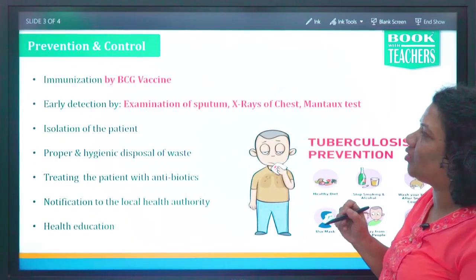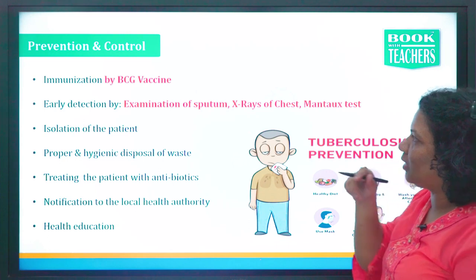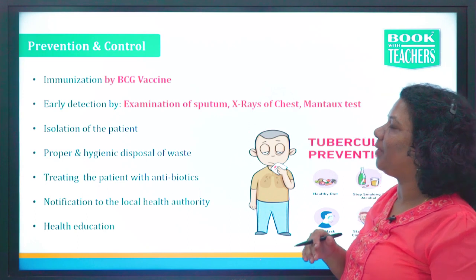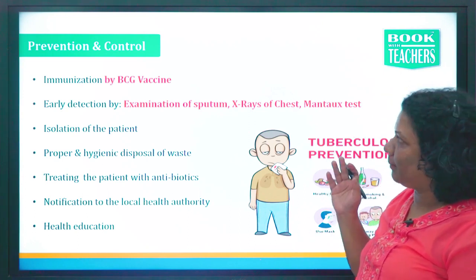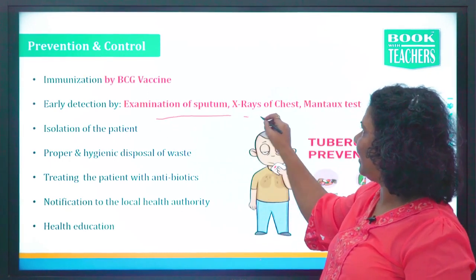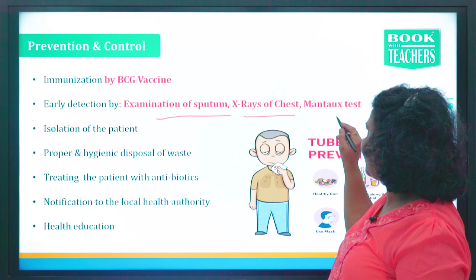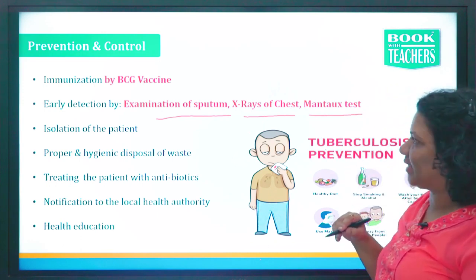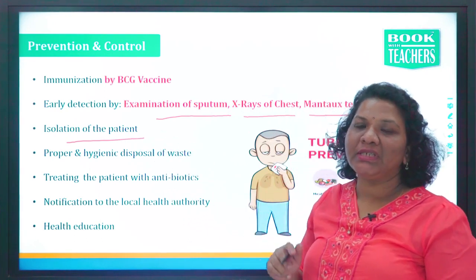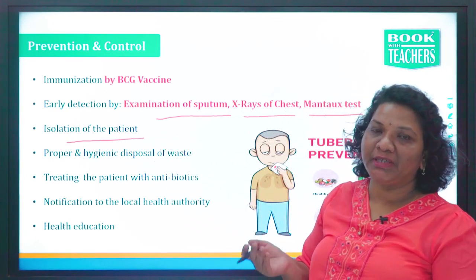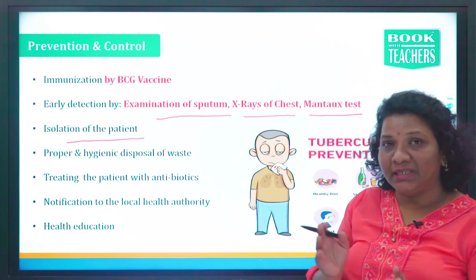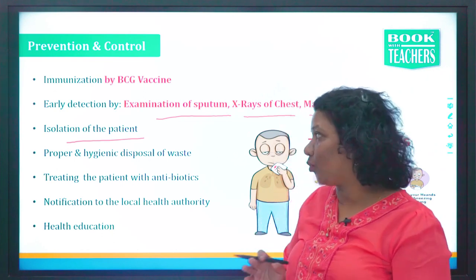So, prevention and control: how can it be prevented and controlled? Immunization by BCG vaccine. The BCG vaccine is taken to prevent and control tuberculosis. Early detection by examination of sputum, X-rays of the chest and Mantoux test. Isolation of the patient. The patient has to be isolated because this is a communicable disease. It can be transmitted from one person to another, right? So, the patient has to be isolated, meaning he has to be in a separate room.